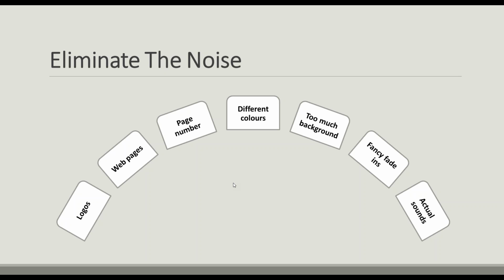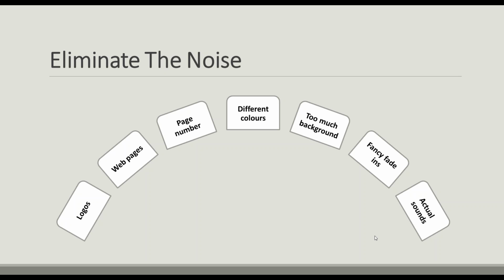Keep your background clean with no distractions. Fancy fade-ins, so these are the ones that go boom, and the curtains, the blinds appear, and then of course there's the sounds that follow those fade-ins, ka-chings and boops. All of that is noise.